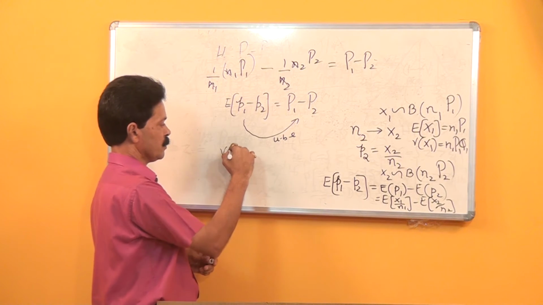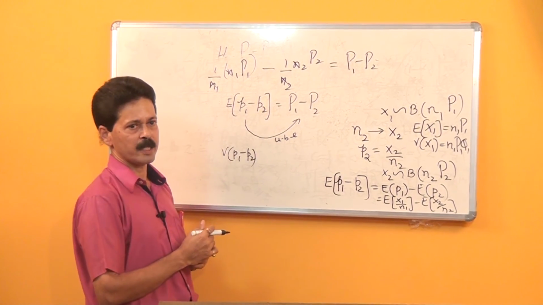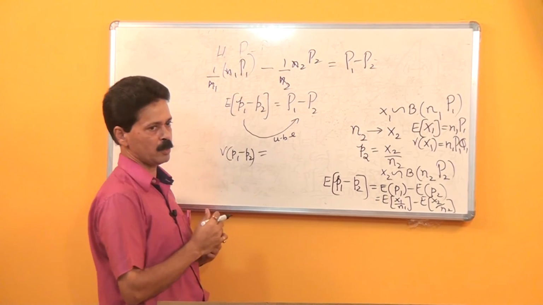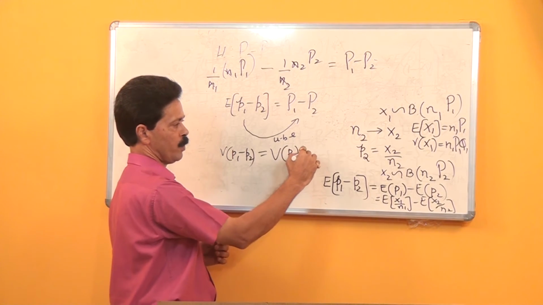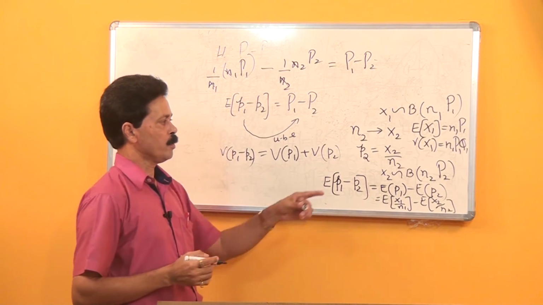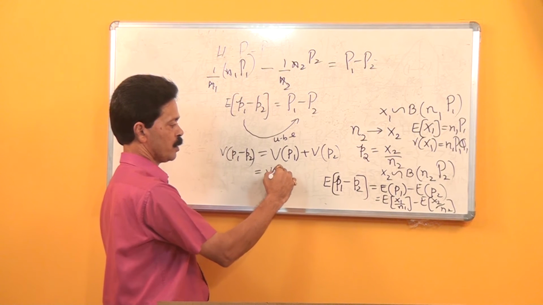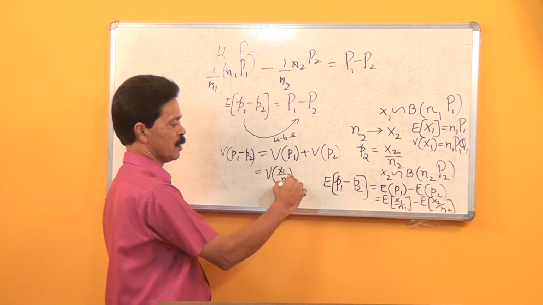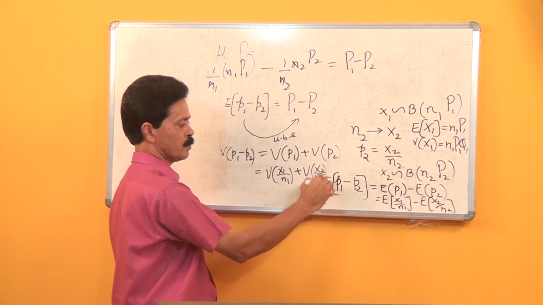Similarly, if you consider the variance of p1 minus p2, as you know, it is nothing but the sum of the variances, variance of p1 plus variance of p2. We know that variance of p1 is variance of X1 by N1, and variance of p2 is variance of X2 by N2.